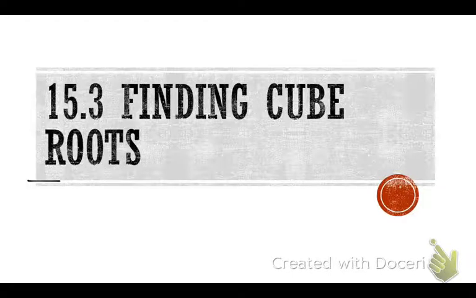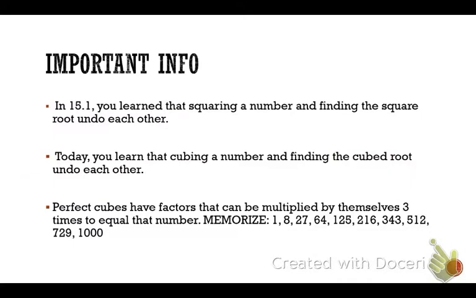Okay, this is your lesson from section 15.3, finding cube roots. And you're going to find that this lesson has a lot of similarities to 15.1, where you learn square roots. So really, obviously, the main difference is this is a cube root versus in 15.1, it was a square root. So one of your key concepts that could be a really helpful shortcut is that you learn that cubing a number and finding the cube root of a number undo each other.